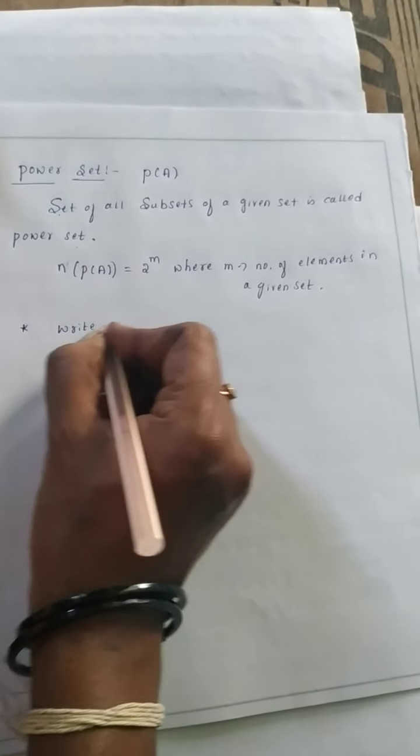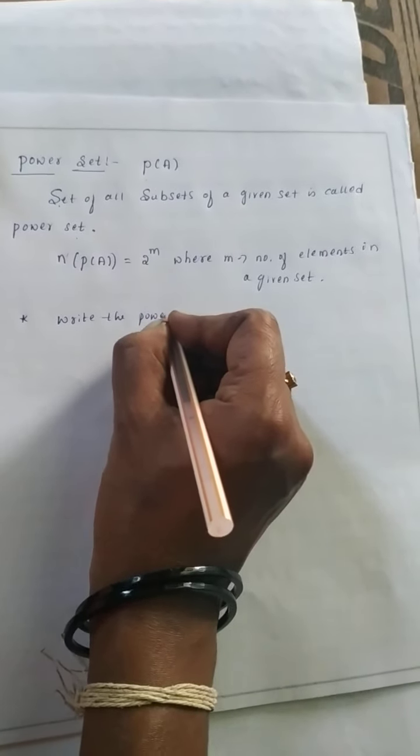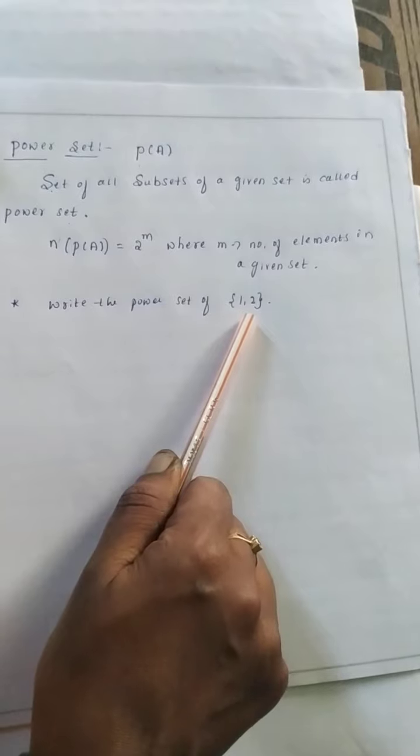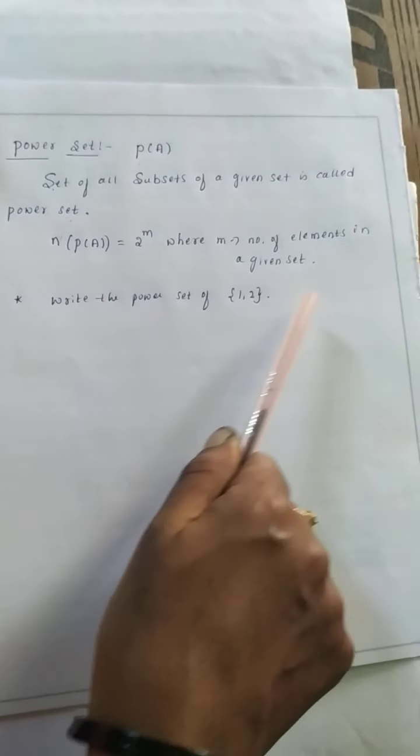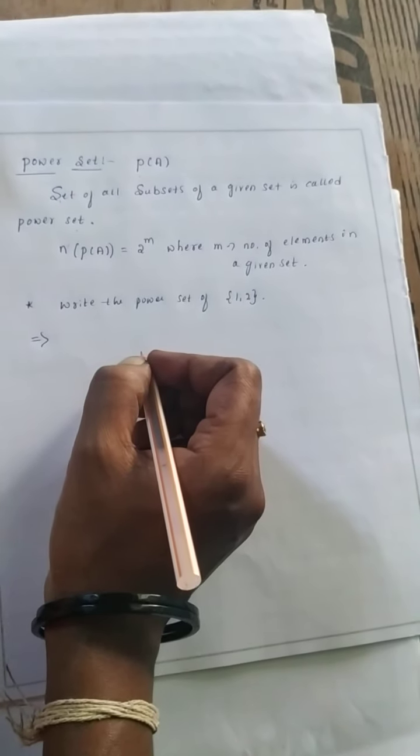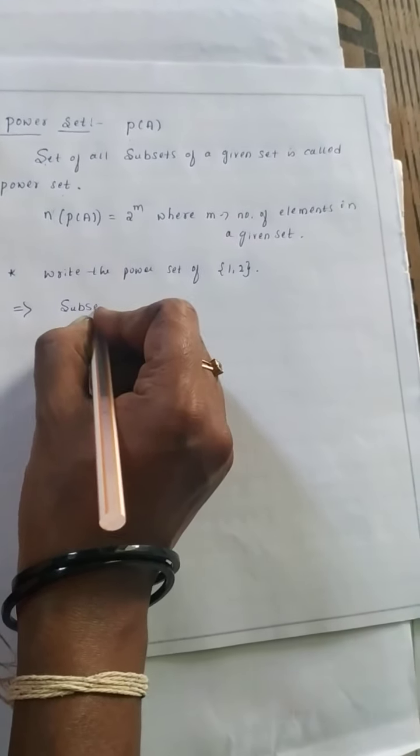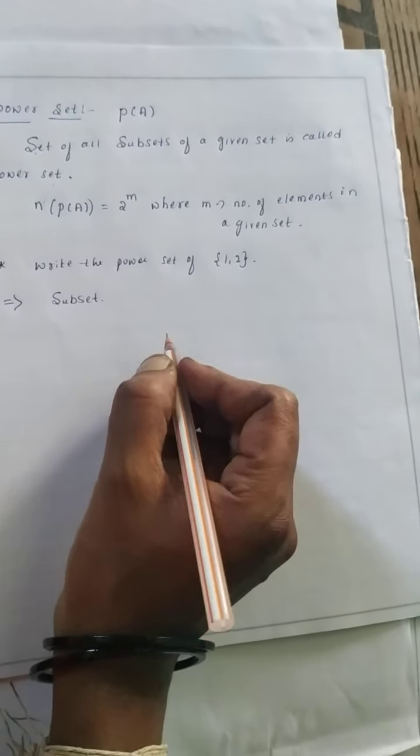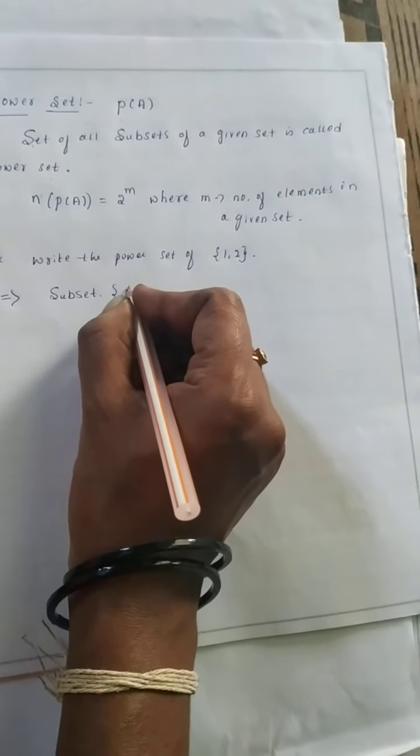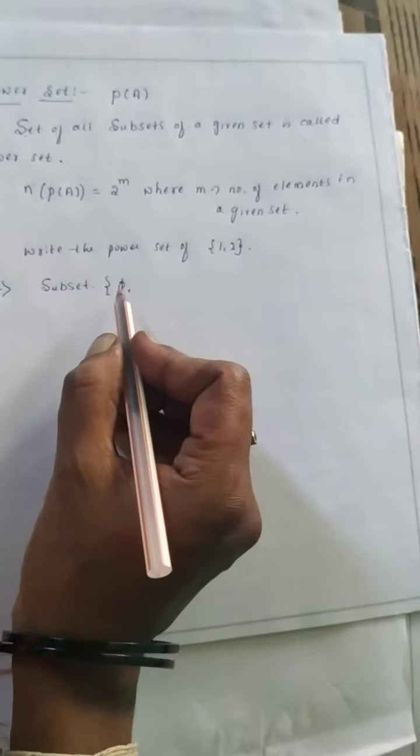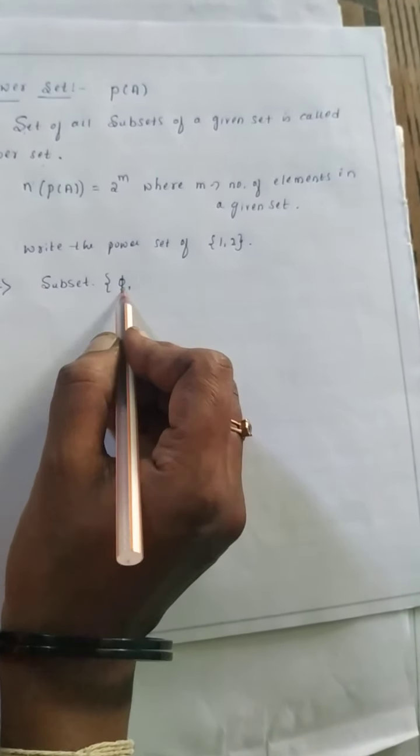Write the power set of {1, 2}. Power set is nothing but the set of all subsets. Subset is nothing but what? A set whose elements are contained in another set. First we'll write the subsets. While writing a subset, we should start with a null set, as I said in the previous class. So null set is a subset for every set. Therefore, while writing the subsets, you should start with null only.